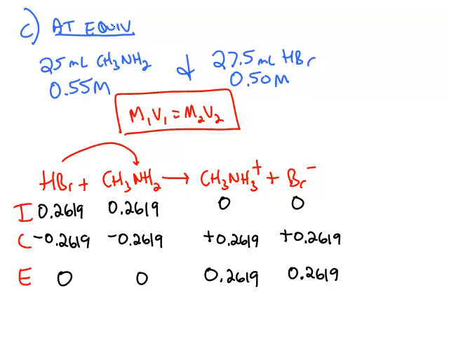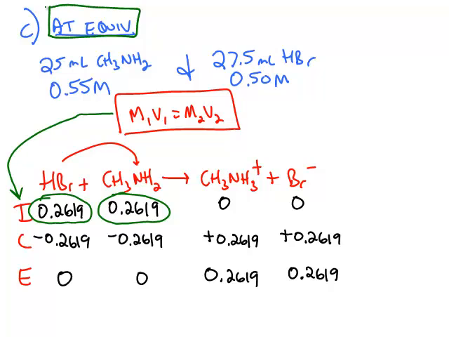Point C in this problem is at the equivalence point. So we calculated it would require 27.5 milliliters of the titrant to reach the equivalence point. Mixing two solutions, so again, M1V1 equals M2V2 gives us our initial row in the ice chart. The initial concentration of the strong acid and the weak base have to be the same. That's the definition of equivalence.